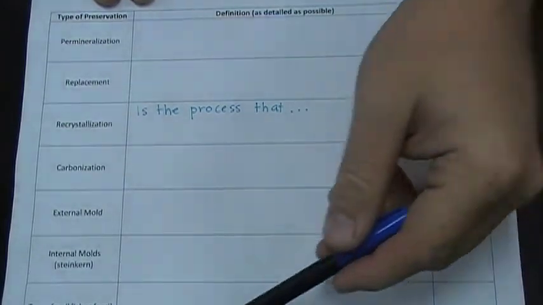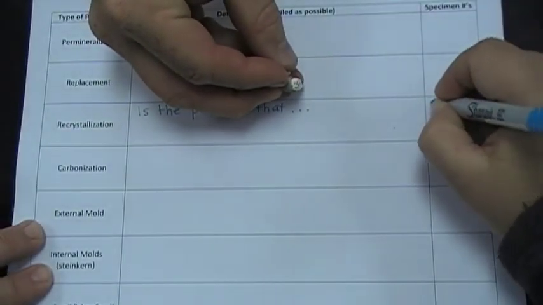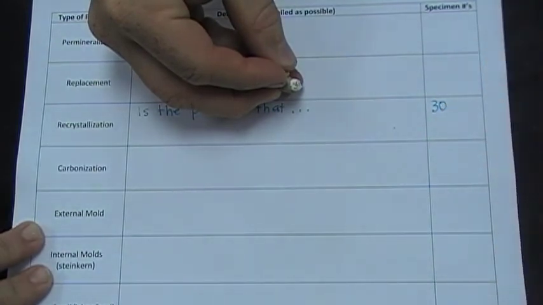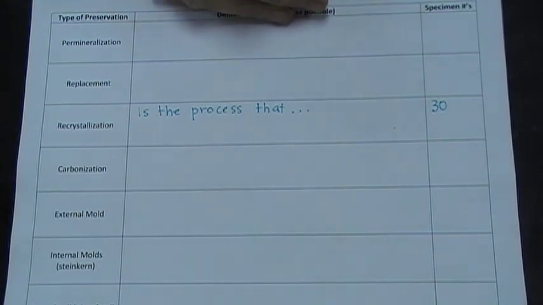Now, there may be a couple of types of fossilization that are not present in your kit. That was done intentionally so that you have to critically evaluate the various types. To finish this out, simply put your specimen numbers, write number 30. Don't write it too large, because there may be multiple specimens that fit in each one of these, and you will not have a specimen in every single one of these categories. And that is how you identify the type of fossilization in your kits.